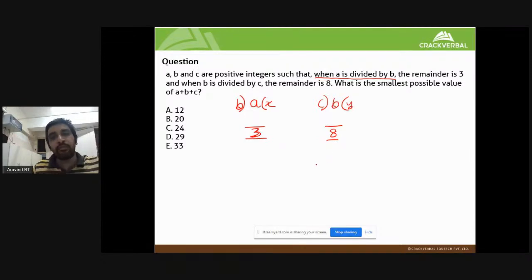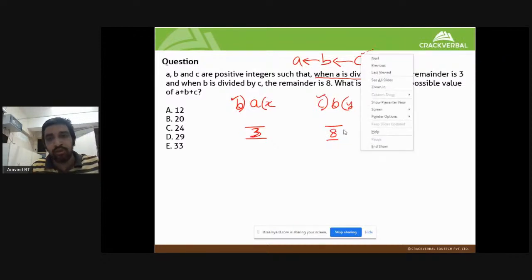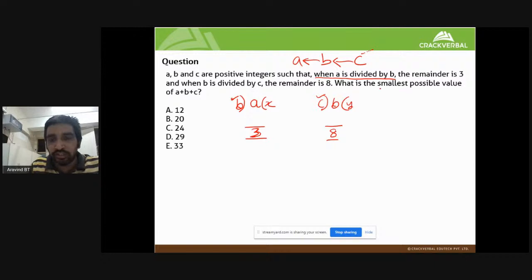Now, what is one fundamental property that I'll use here to figure out something about B and C? You'll have to figure out something about B and C, right? Because A, B, C are all connected. The value of C will end up telling you the value of B, and the value of B will end up telling you the value of A. Therefore, your first focus should be on finding the value of C. But what kind of value do you want for C? You would ideally want the smallest value for C because you're trying to find the smallest possible value of A plus B plus C, right?